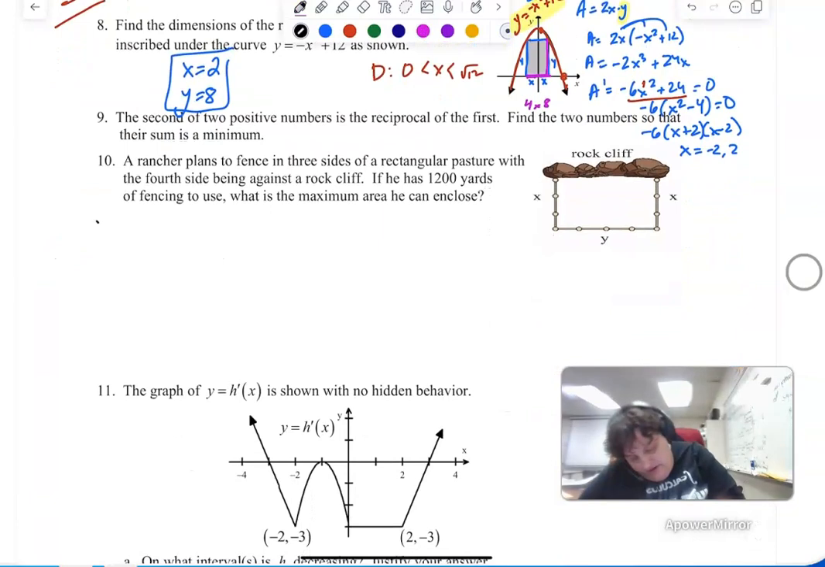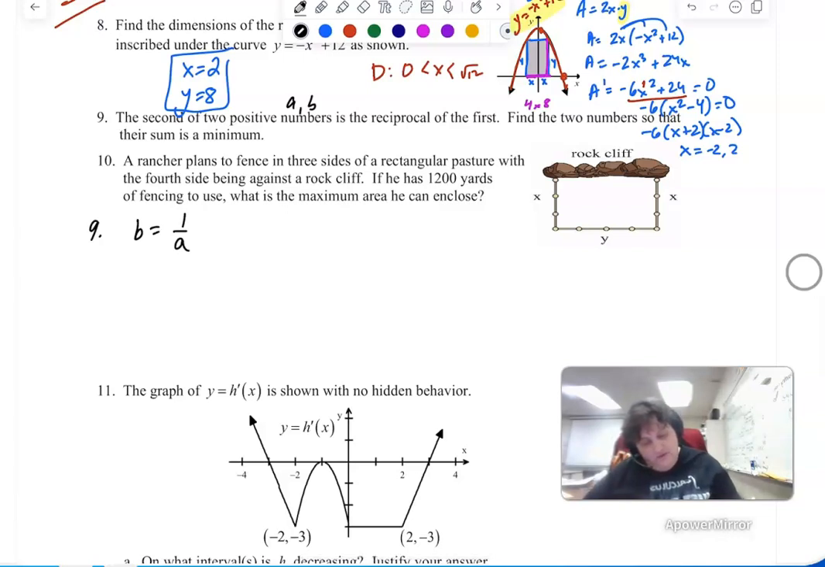Let me do number 9 right here. We have two positive numbers. I'll call them A and B. The second is the reciprocal of the first. So that's what a reciprocal means, you guys. B is 1 over A. Find the two numbers so that the sum A plus B is a minimum. Okay? I should write that.